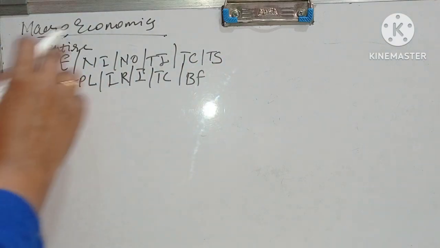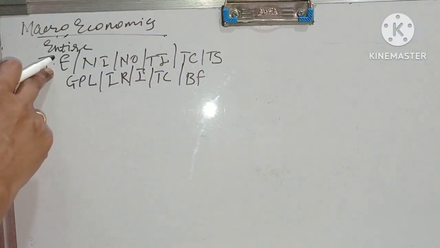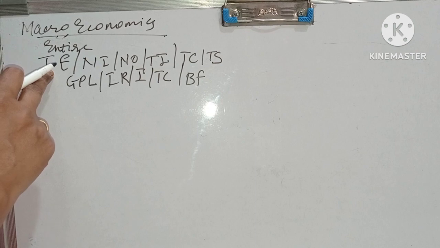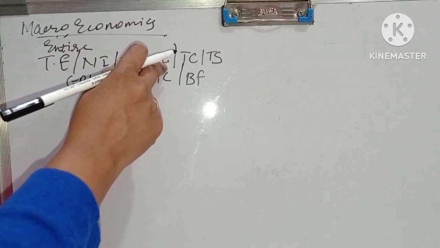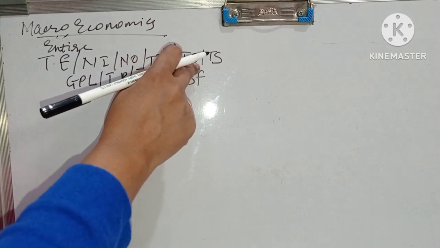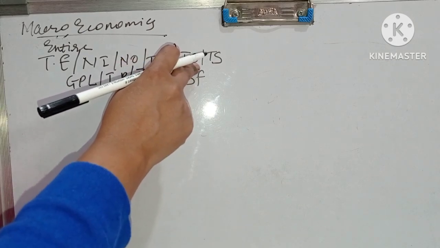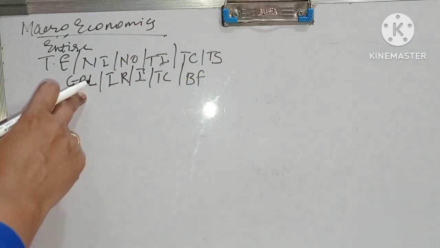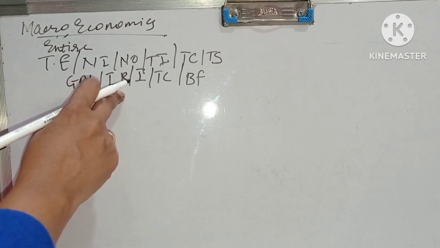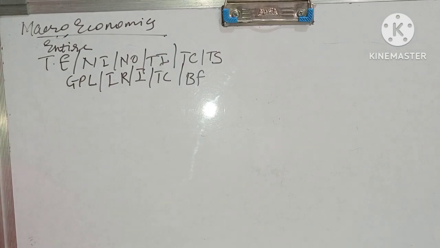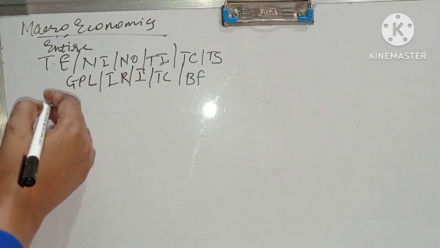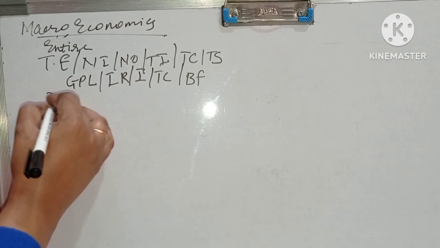Okay, so it's going to study the entire economy: the total employment, national income, national output, total investment, total capital, consumption, total savings, general price level, inflation, interest rates, trade cycles, and business fluctuations. Macroeconomics is the study of aggregates. Aggregates means what? Total.